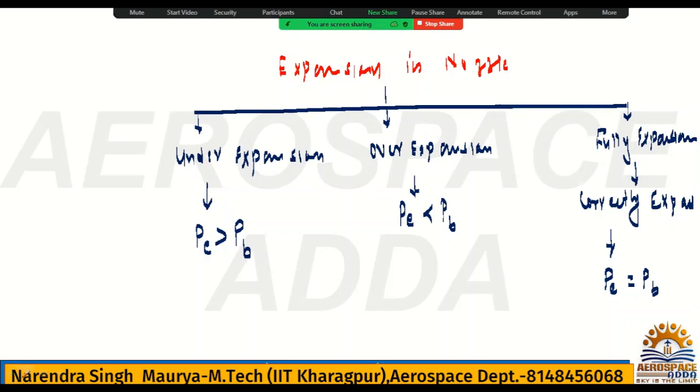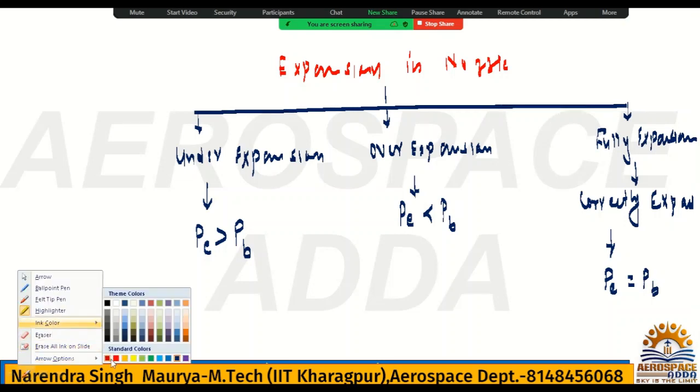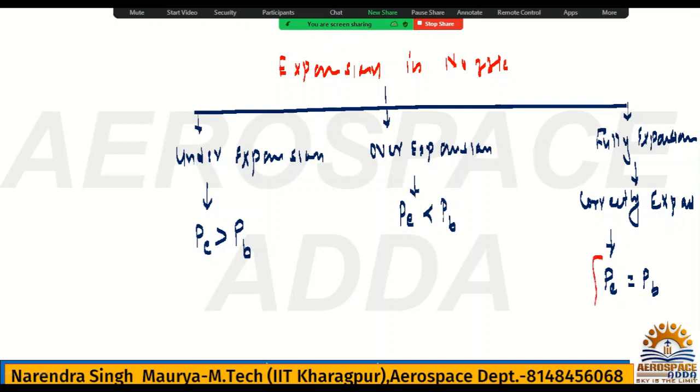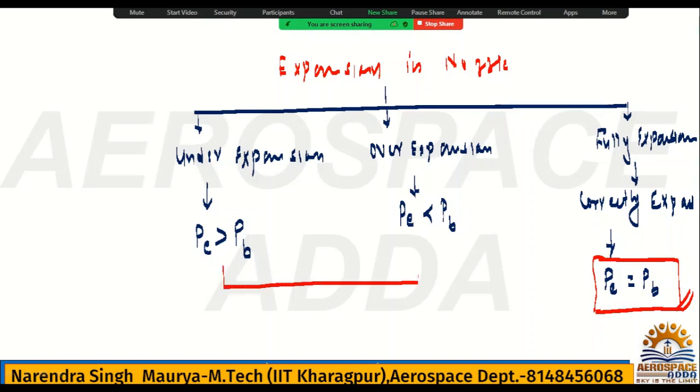Many numerical questions are asked based on this. They will use the words fully expanded or correctly expanded, so that means PE is equal to PB. Both of these are theoretical points; you may not be able to solve a numerical based on them, but they will ask theory questions. And this is the numerical point of view, which is very important.